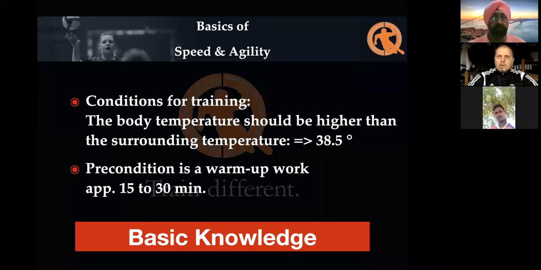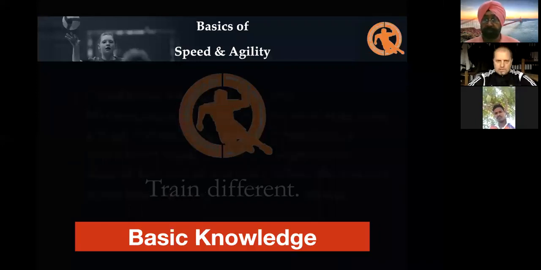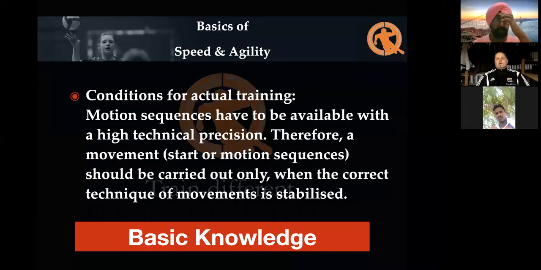Okay, then the technical status is very, very important. If you have drills with tactical elements like bouncing the ball and running fast, the players have to be very sure in the bouncing of the ball, because the more they need to concentrate and focus on the ball and on the technique, the more difficult for them it will be to run very fast. So that's why the technical movements must be really stabilized in a correct way. In that moment, they can focus on the maximum speed.